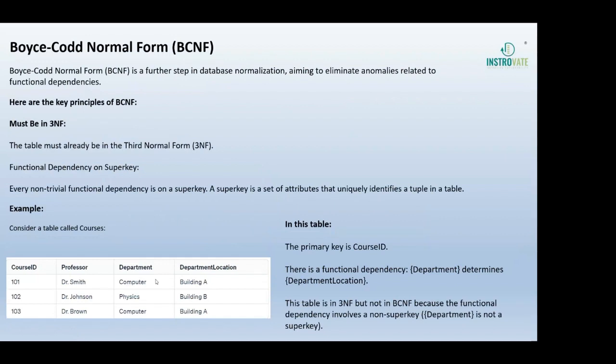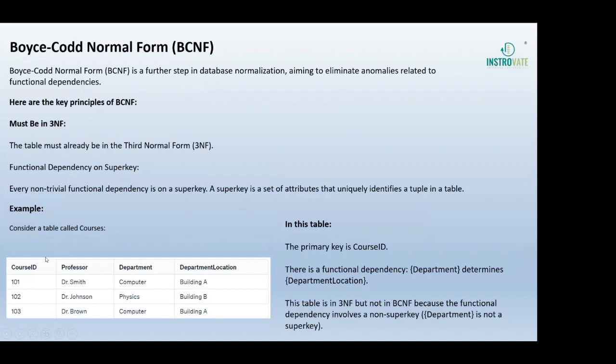So what is it? Boyce-Codd normal form eliminates non-trivial dependencies on non-super key attributes, ensuring all dependencies are on super keys. So let's understand it more from the example. So the key principle, obviously, is that it should be in third normal form, and functional dependencies on super key. Every non-trivial functional dependency is on a super key. And what is a super key? A super key is a set of attributes that uniquely identifies a tuple in a table. So let's see from examples.